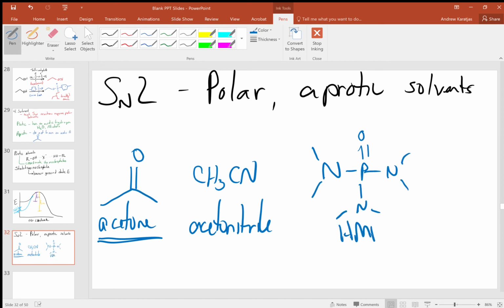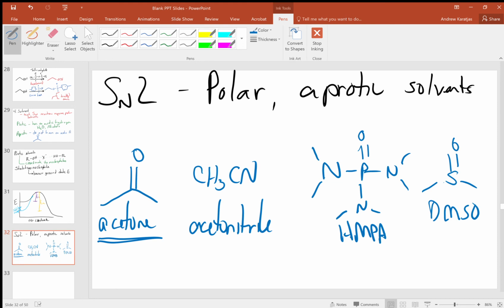This is known as HMPA, and you can see its structure here. So HMPA is hexamethyl phosphoramide, and as I said, it's one of the best solvents out there for SN2 reactions. But it has been found to be at least somewhat carcinogenic, to the point that people don't really want to use it anymore. And so in many cases, instead, we use DMSO.